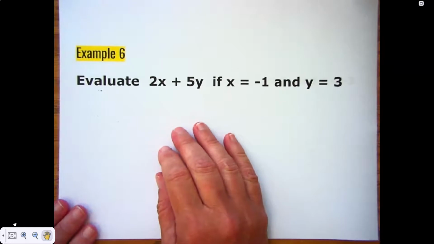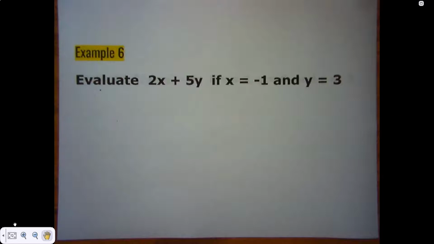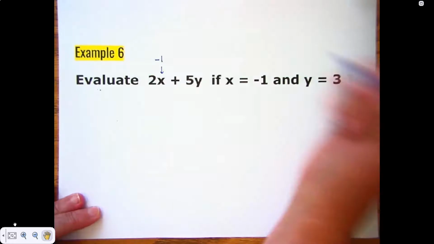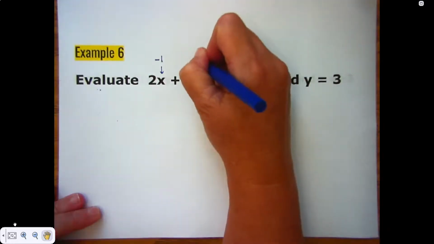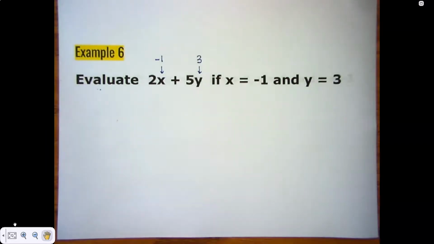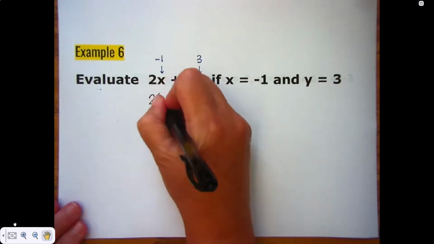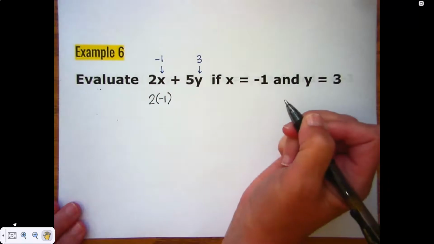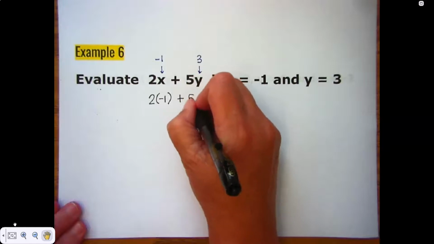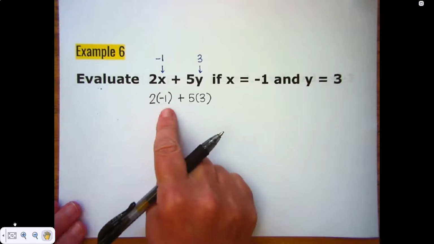So we're evaluating 2x plus 5y if x is -1 and y is 3. So we're going to sub in -1 for x, and we're going to sub in 3 for y. Now, notice I have 2x. I know that means 2 times x. So because I am multiplying there, I'm going to put my -1 in parentheses. Plus 5y. I know that means 5 times y. So again here, I'm going to put that 3 in parentheses. So I have 2 times -1 plus 5 times 3.